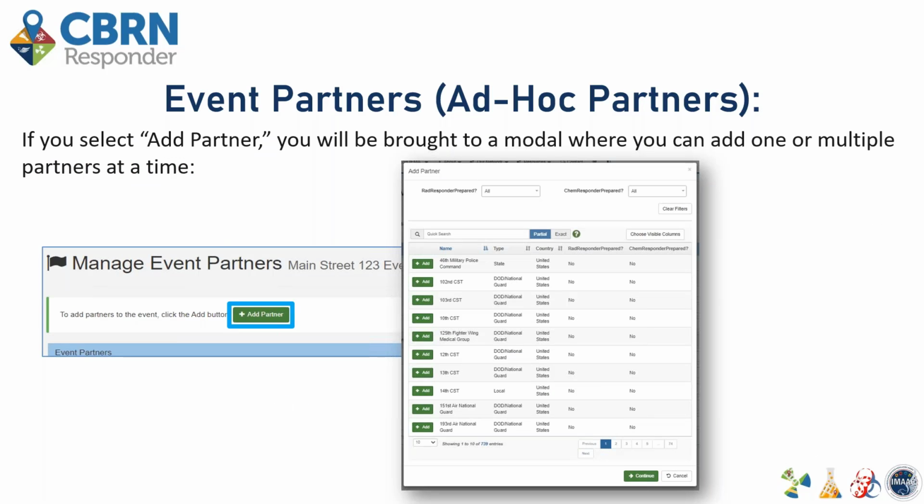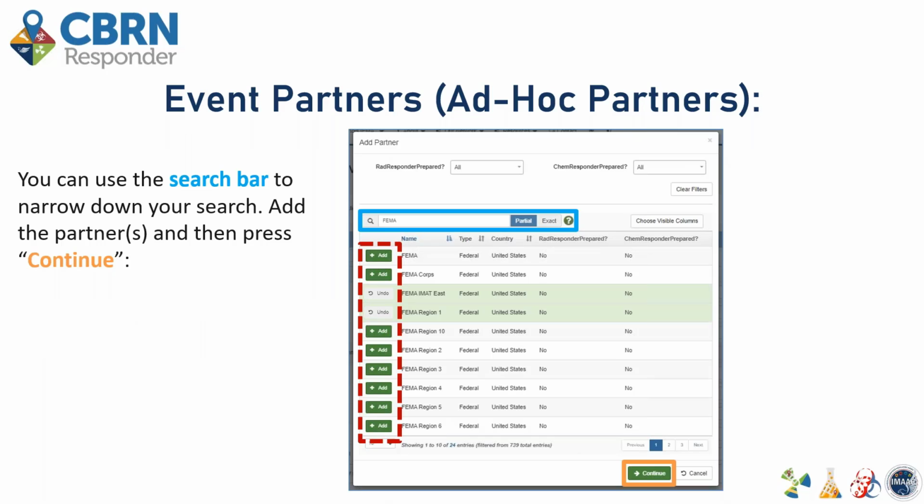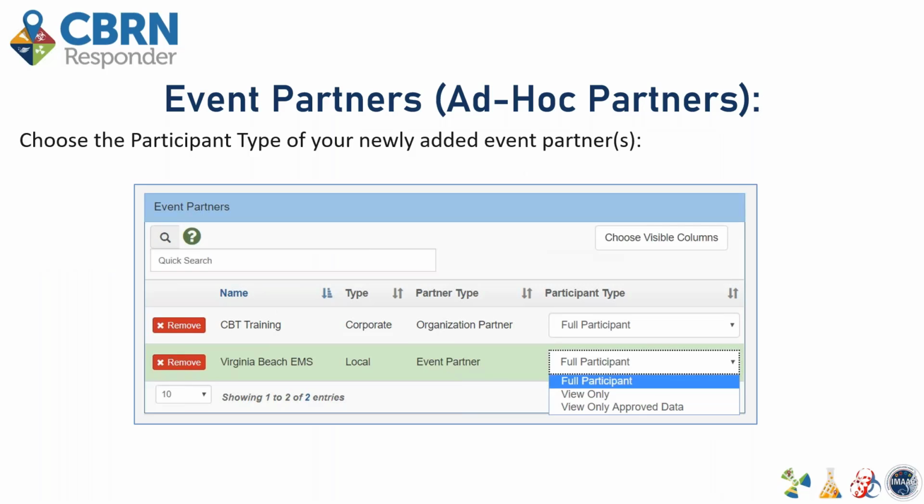If you do wish to add a partner, you'll be brought to a modal where you can add one or multiple partners at a time. We recommend you use the search function so you're not searching between almost 2,000 organizations. You'll select the Add button if you wish to add them to your event. And once you've added all of your partners, you'll select Continue to then review the newly added partners and assign a participant type to them.